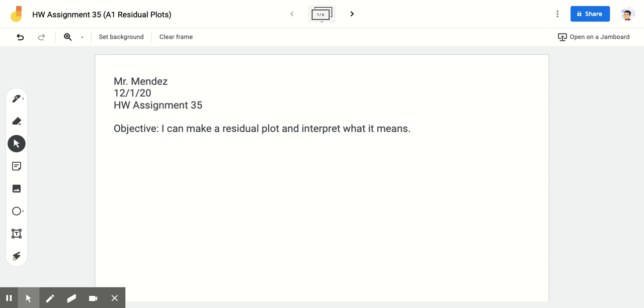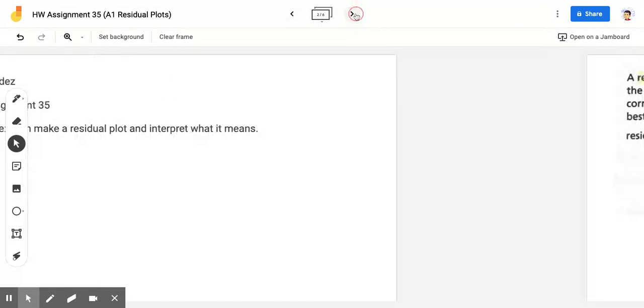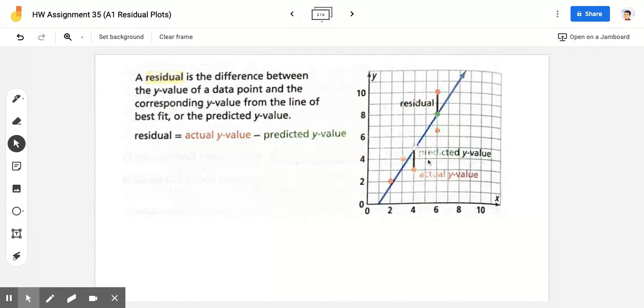What's going on, everyone? Today's objective is that I can make a residual plot and interpret what it means. All right, so we're going to be talking about residuals, and let's get into what exactly a residual is. So a little bit of notes, and the diagrams are good to have.